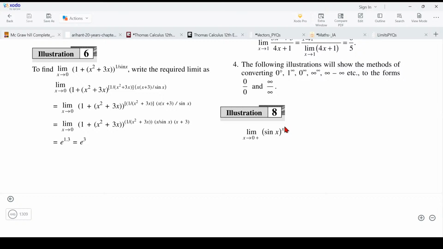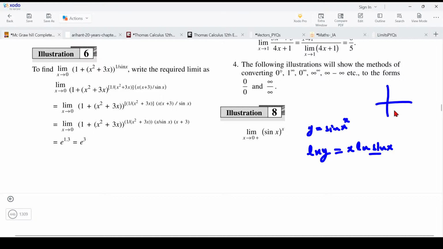0 power 0. So what we do, we'll assume this as some y. y equals sin x power x. Then what happens to ln y? It becomes x ln sin x, right? Okay, so this is in the form of, what is ln 0? Ln 0 is minus infinity, right? This is in the form of kind of 0 into infinity. So what we do, we'll write this as ln sin x, and this x we'll send to the bottom.